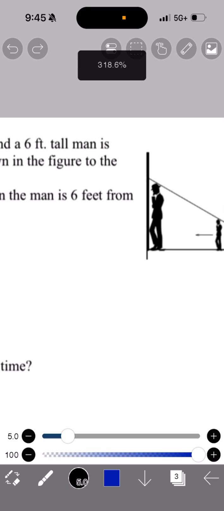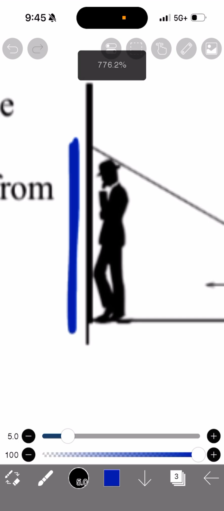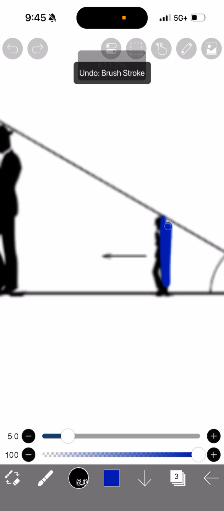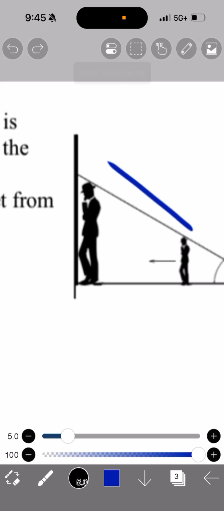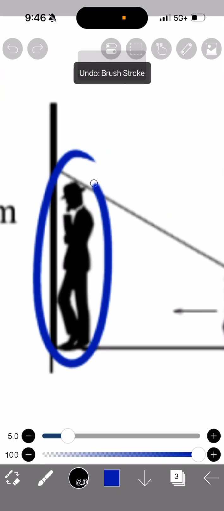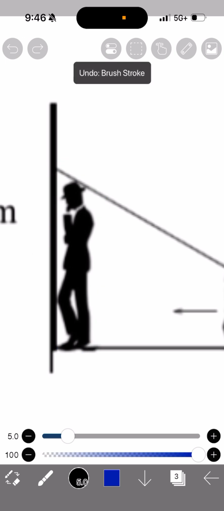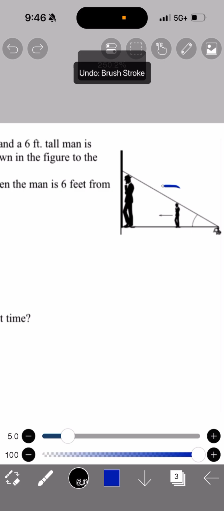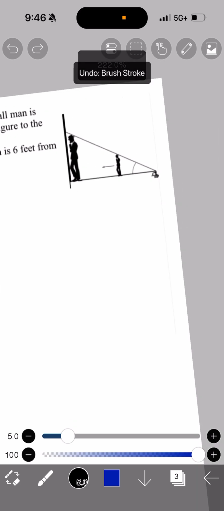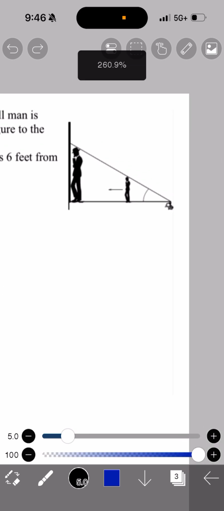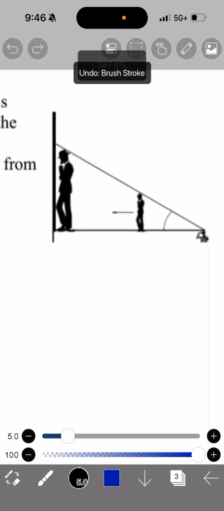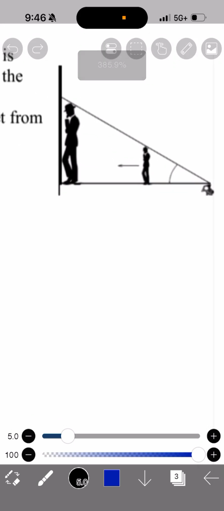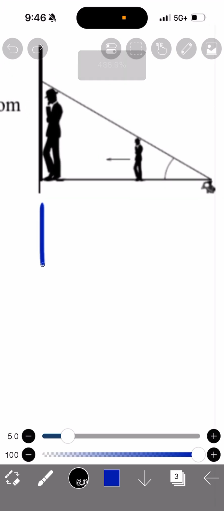So what we want to know is how fast this is changing: the height of the shadow. This is the shadow, by the way. It's not the guy; he's not increasing in size. This is his shadow, and we want to know how fast it's increasing as he's walking towards the wall. So we're going to do the same thing as last time: draw the little triangle and the big triangle and relate them.